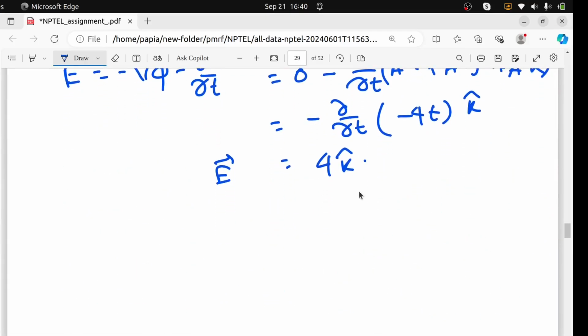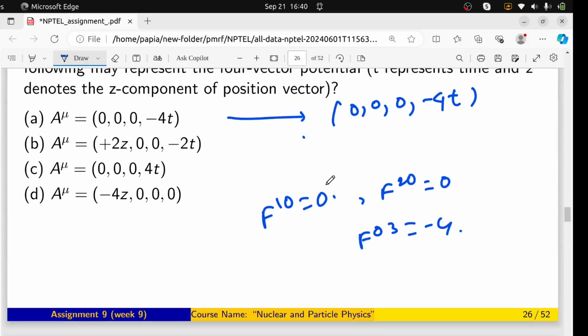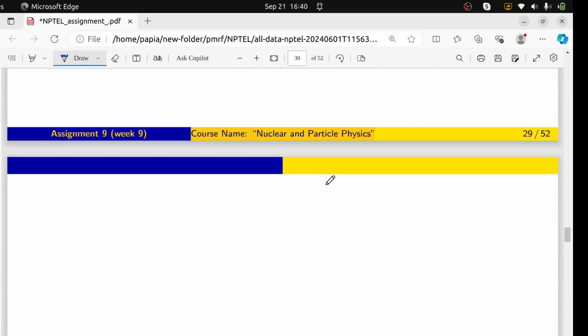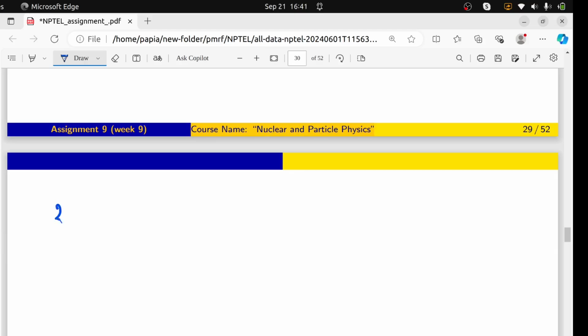4 k cap, and obviously I can get this one as well. So option number A is the correct option for the four vector potential. Now coming to the second option, (2z, 0, 0, minus 2t).